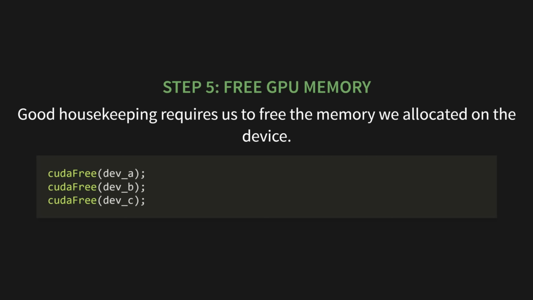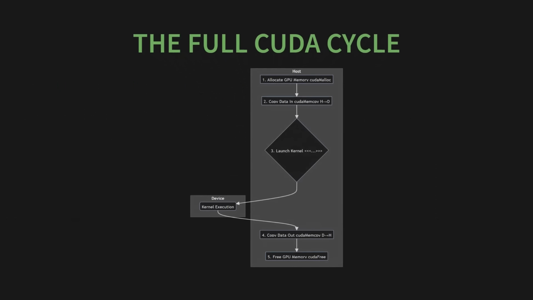And finally, step 5. Free the GPU memory. Good housekeeping is important. We have to clean up after ourselves and free the memory we allocated on the device using cudaFree. And that is the full CUDA cycle. Looking at this diagram, you can see the whole flow. On the host CPU, you allocate GPU memory, you copy data in, you launch the kernel, which runs on the GPU device, then you copy the data out, and finally, you free the GPU memory. It's a beautiful, logical process.